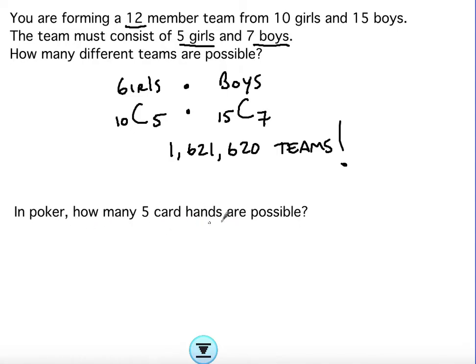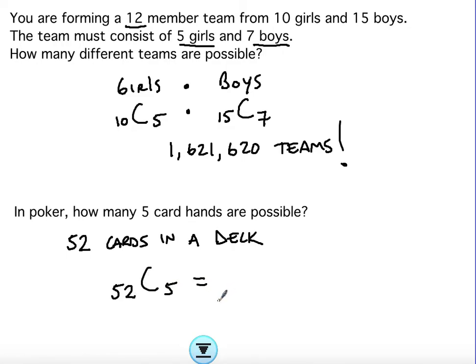Okay, poker. How many 5-card hands are possible? 5-card hands, any 5 cards out of the deck. The order doesn't matter, it's just any 5 cards. Okay, well, how many cards are there total? There's 52 total cards. Okay, so out of those 52 cards, I'm just choosing 5 of them for my poker hand. So 52 choose 5.